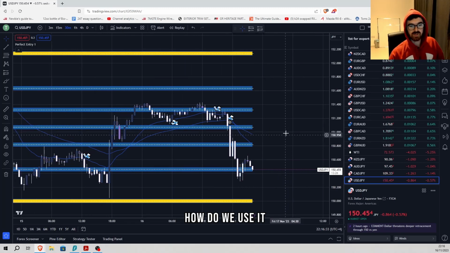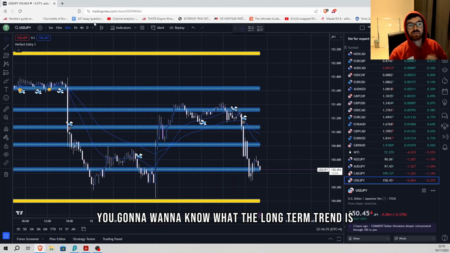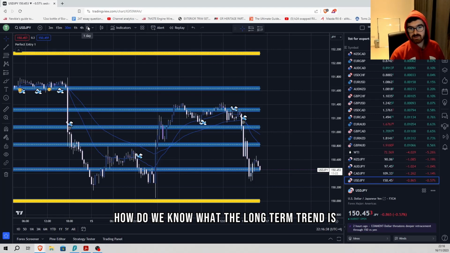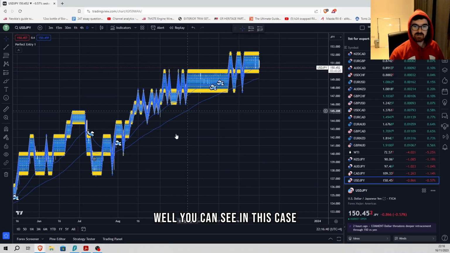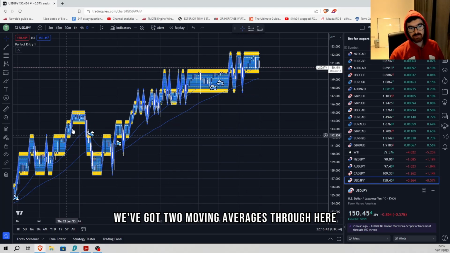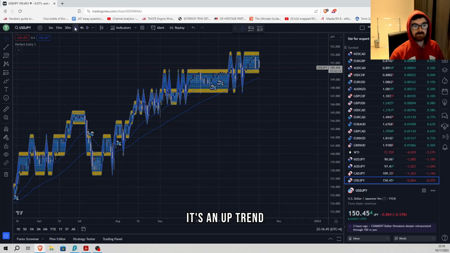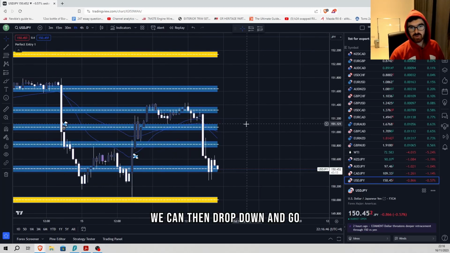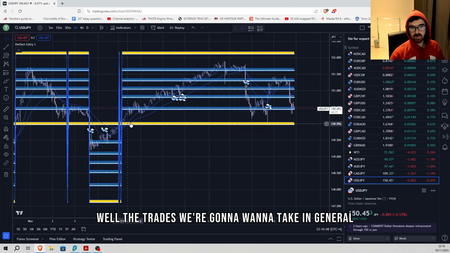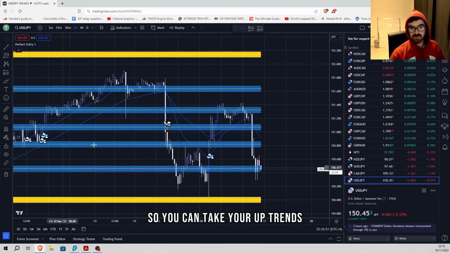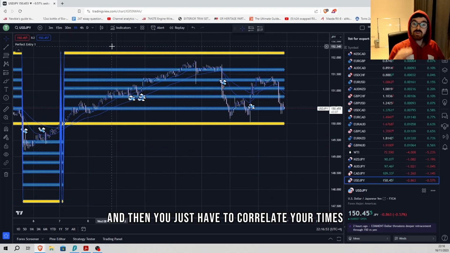How do we use it? First of all, you're going to want to know what the long-term trend is. How do we know what the long-term trend is? Well, you can see in this case we've got two moving averages through here. It's an uptrend. We can then drop down and go, well, the trades we're going to want to take in general are going to be uptrend moves. So you can take your uptrends, and then you just have to correlate your times.